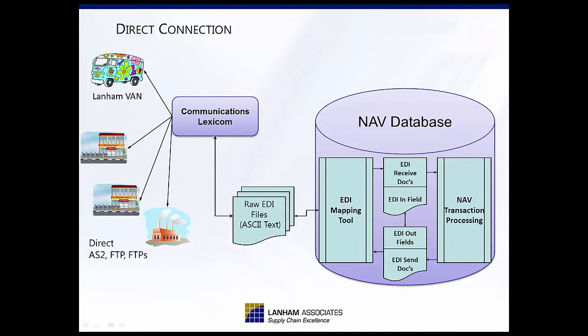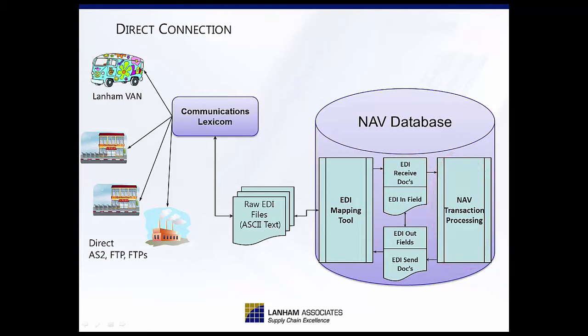So here on the right-hand side of the screen, I've got the NAV database. So for example, with the Walmart sending of an 850 scenario, the file has come in, it's gone through Lexicom, it's sitting on the network, and then it's going to use the EDI mapping tool to translate that file, and it will create on the EDI side an EDI received document, and then that will therefore, because it's an 850, create the NAV sales order.